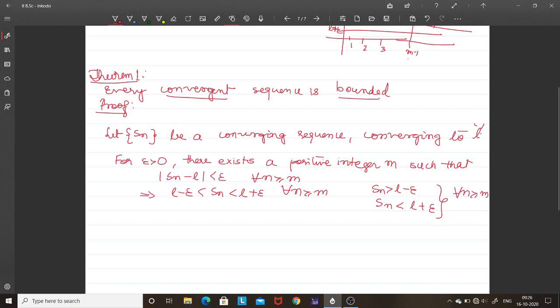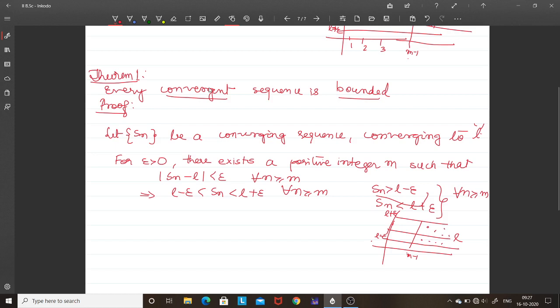So S1 is greater than L minus epsilon, S2 is greater than L minus epsilon. That means your Sn lies between L minus epsilon and L plus epsilon. If you take this as L plus epsilon, this is L, and this is L minus epsilon, then after this M minus 1 stage, your Sn must be in between these only.